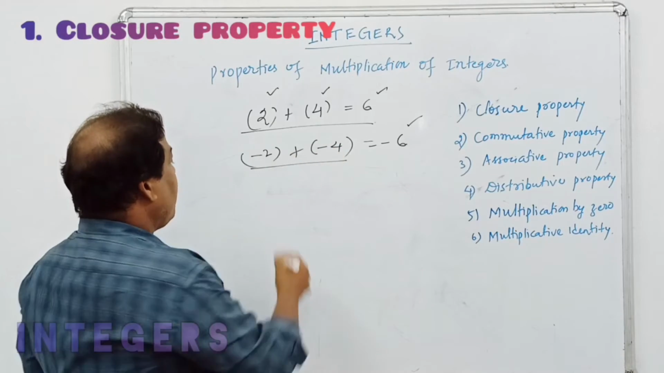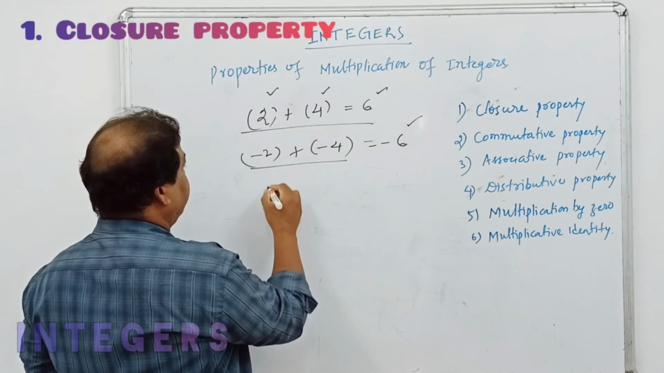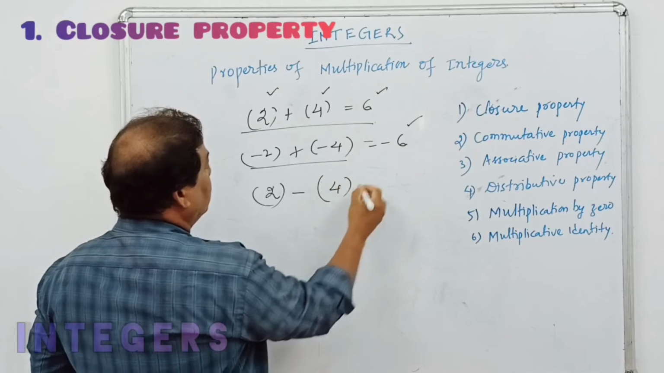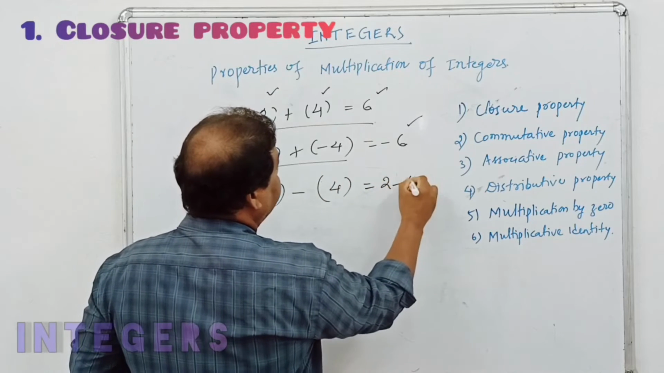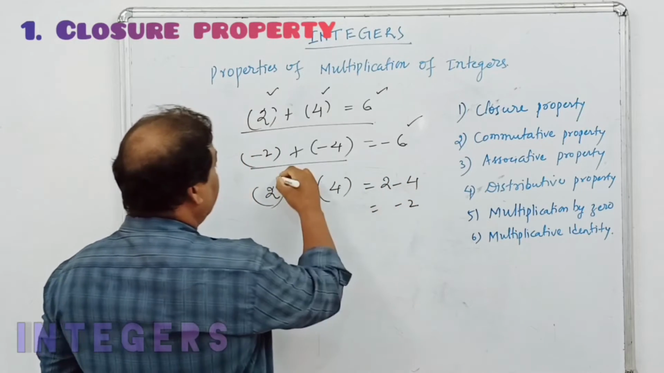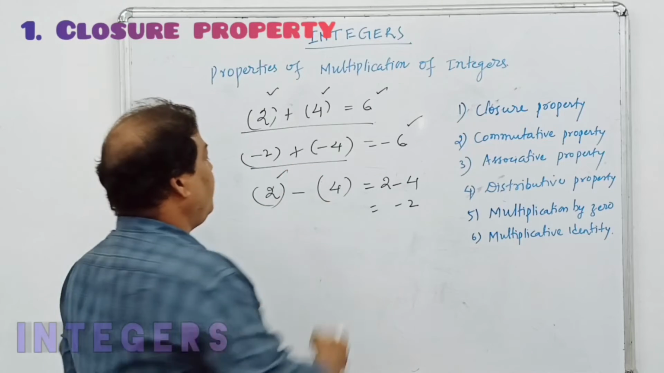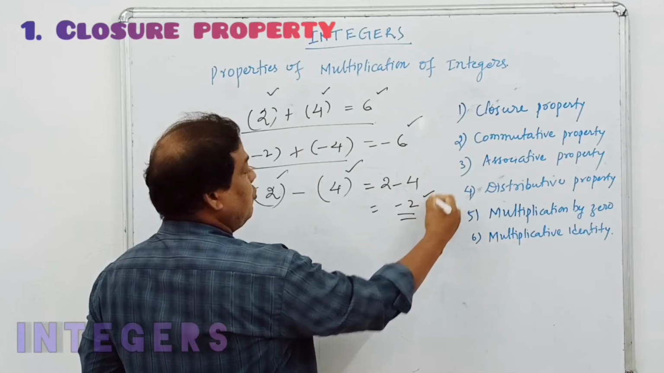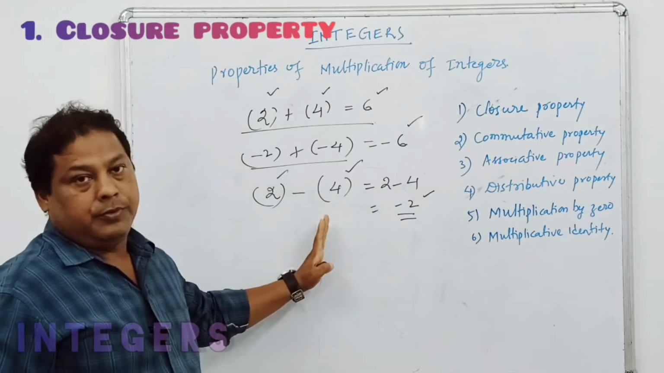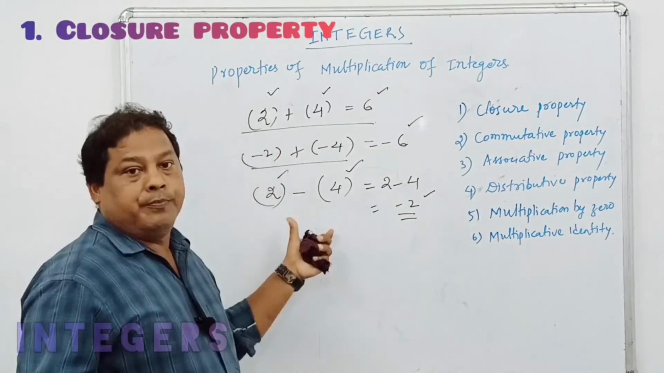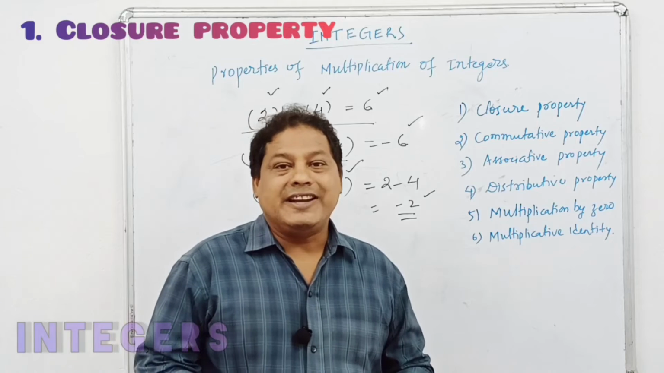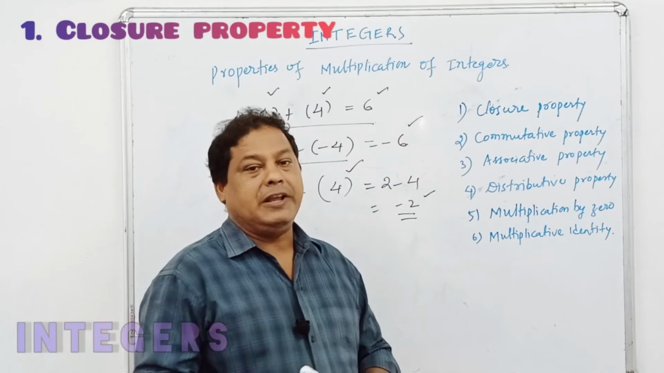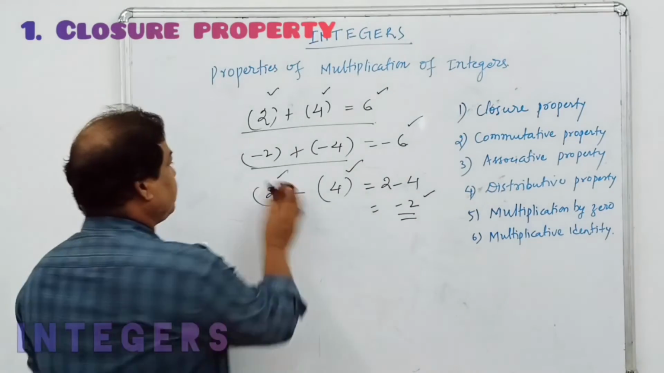Now under subtraction: 2 minus 4 is minus 2. 2 is a positive integer, 4 is a positive integer, and the result is minus 2, which is also a negative integer. Therefore, integers are closed under addition and subtraction. Now we will see multiplication of integers.